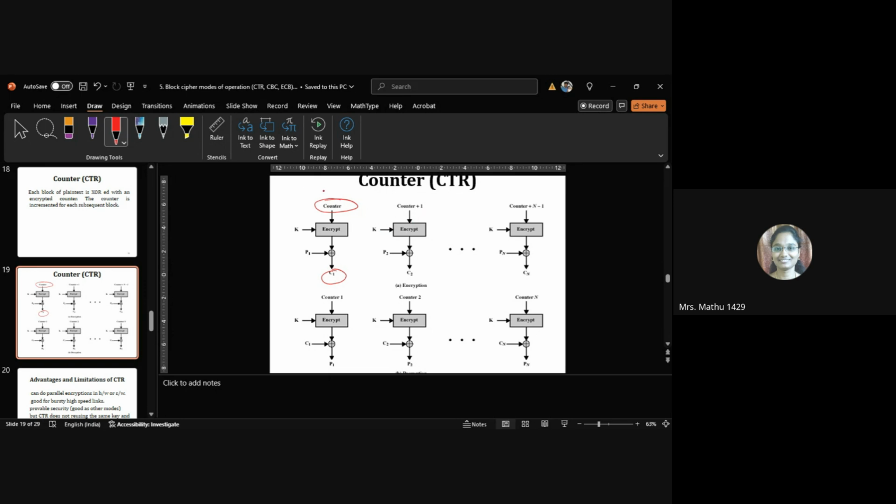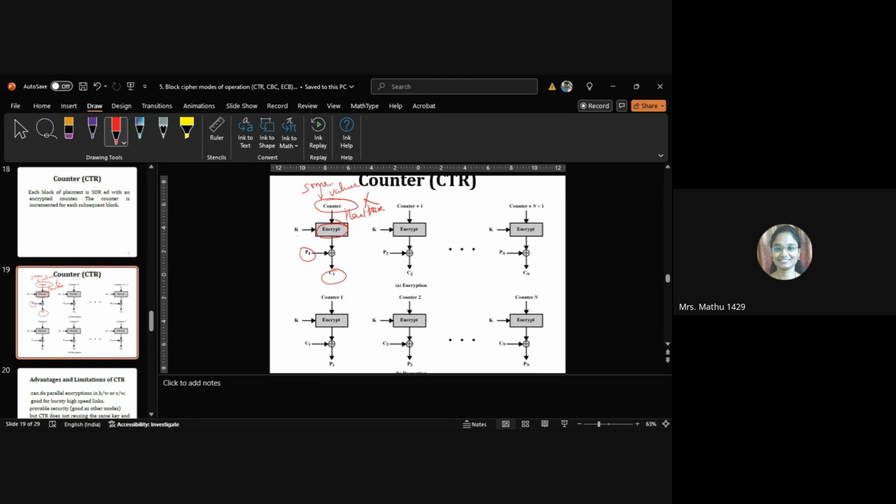Here we are going to take some counter value, and this counter value is going to be encrypted with the key. Okay, we should remember we are not directly encrypting the plain text. We are going to encrypt the counter with the key. This counter is some value we are going to choose. It may be a nonce value or something we are going to use. And after encryption we are going to XOR it with the plain text.